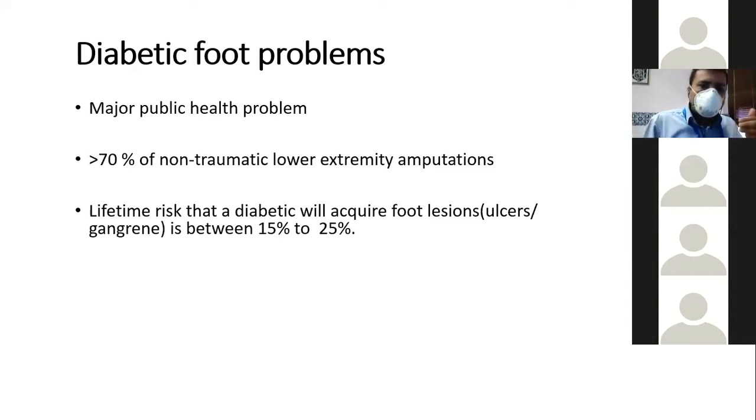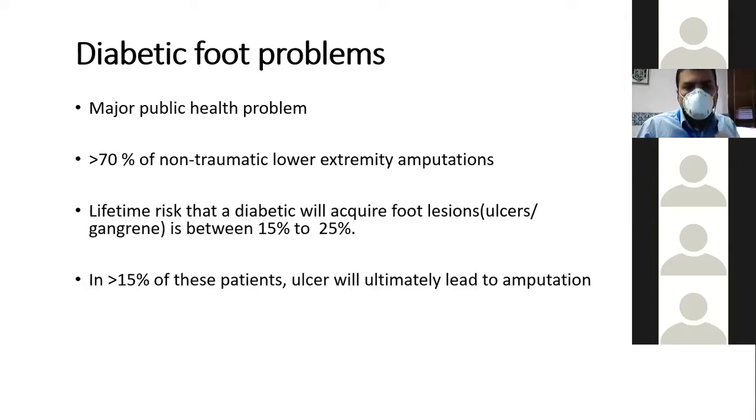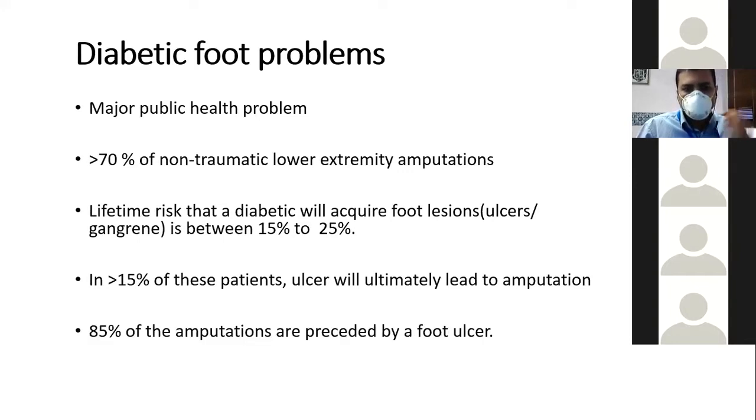If a patient has diabetes, there is about a 15% chance in their life that they will develop an ulcer, and in 15% of those patients, that ulcer will lead to an amputation. So prevention of ulcer in a diabetic patient is actually the prevention of amputation. Because if you take the history of a patient who has undergone a major amputation, below knee or above knee, the story will start: there is an ulcer in 85% of the cases, which was non-healing and present for months, and it ended up in a major amputation.